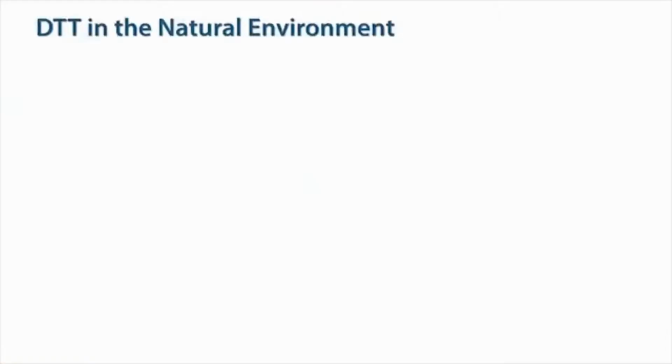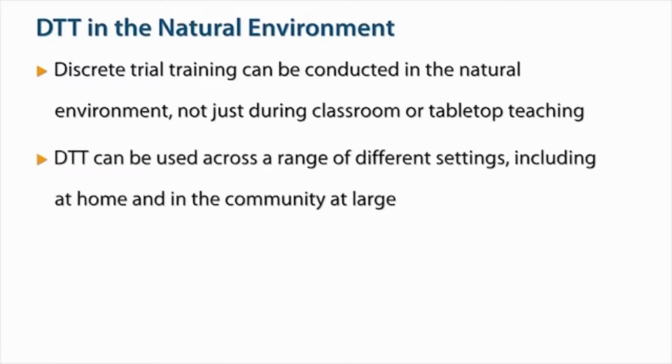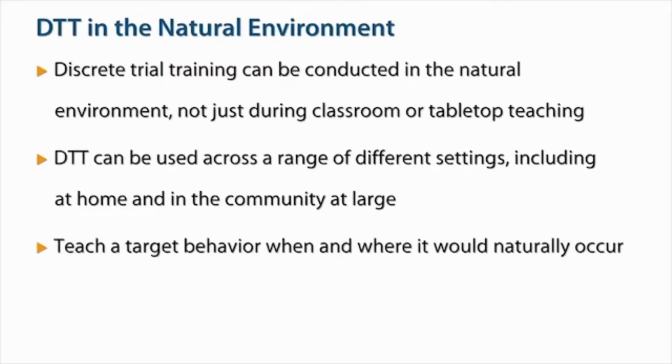Well, the first approach that we use to teach in the natural environment is to simply use discrete trial training. That's right. You can run trials in the natural environment just as you learned in the previous units, but the setting is different. It can be at home, at school, during playtime or snack time, or even out in the community. That is, whenever and wherever the target behavior would naturally occur. Well, Caitlin is back, and she's going to help us understand how to do this.